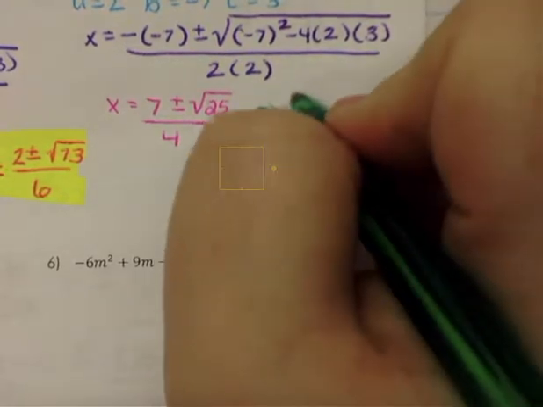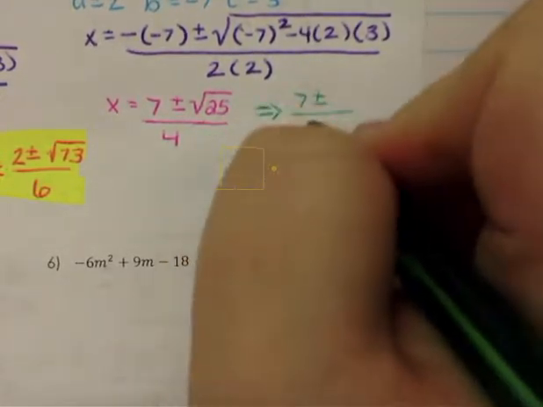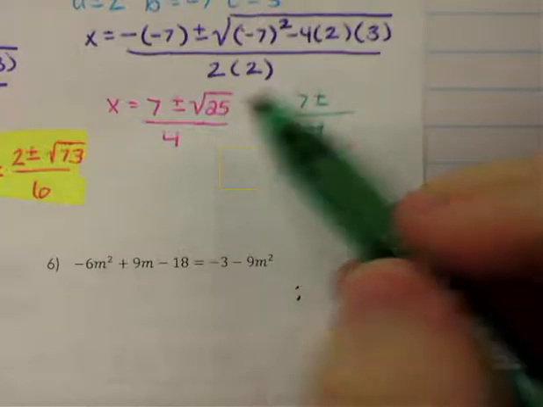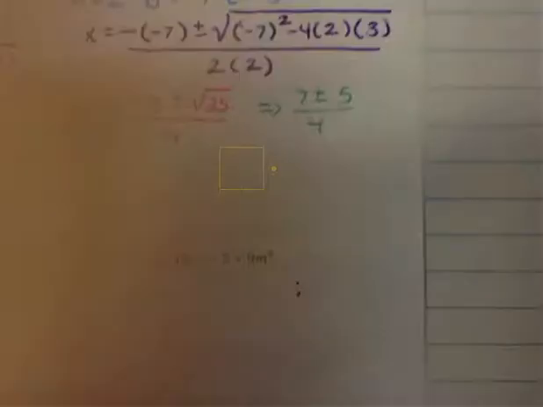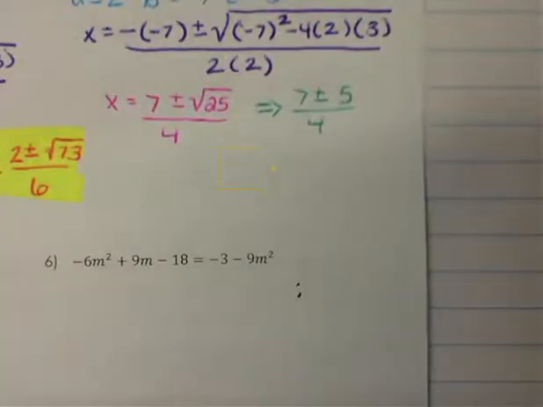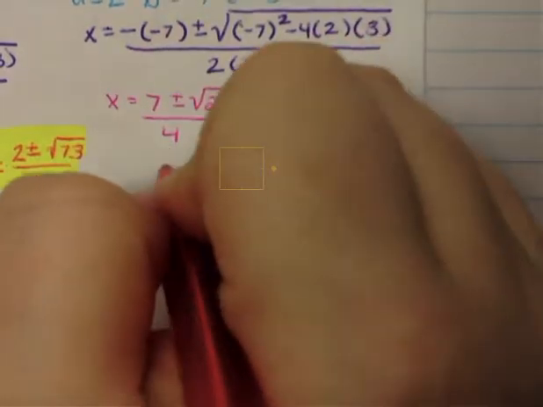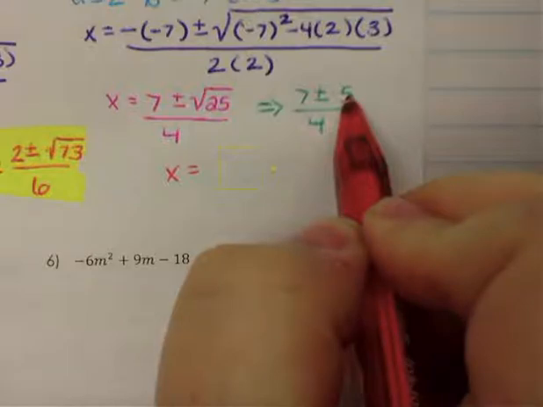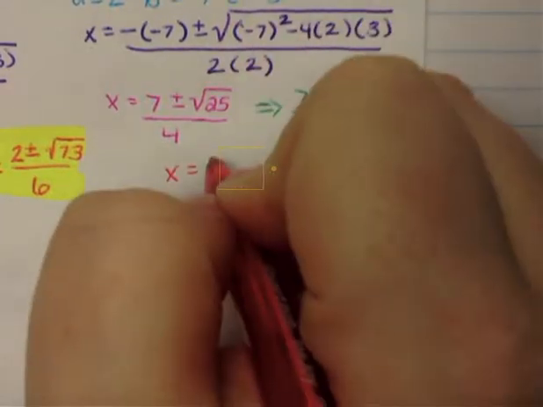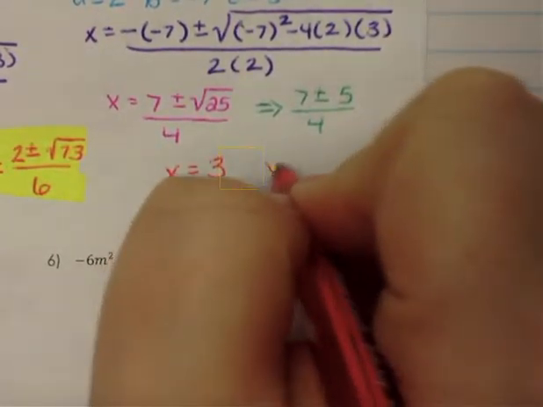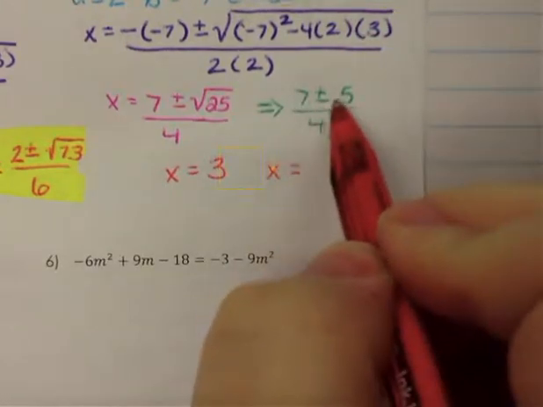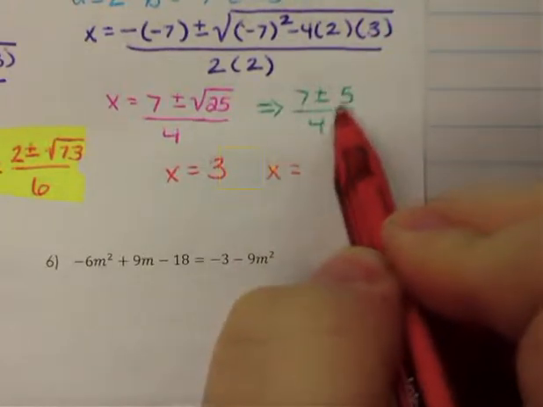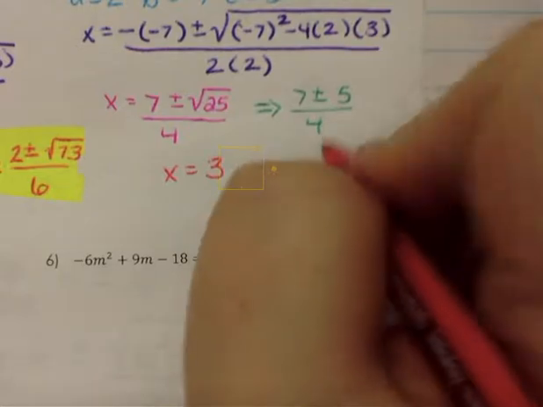So we have 7 plus or minus, we're still going to have over 4. The square root of 25 is 5. So now we solve this by combining our terms. We have x equals 7 plus 5 is 12, divided by 4 is 3. Then we have x equals 7 minus 5 is 2, divided by 4 is 1/2.